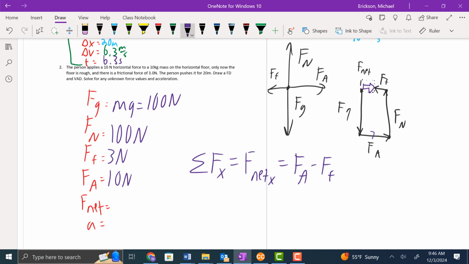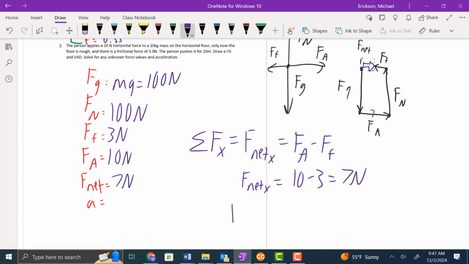Alright, so this is what I end up with. F net X is equal to Fa minus force friction. If I plug all this in, I get that F net X, which is your F net, is 10 minus 3, or 7 newtons. If I want acceleration, F net is equal to ma. Acceleration will be F net over m. So 7 over 10, and so you get 0.7.